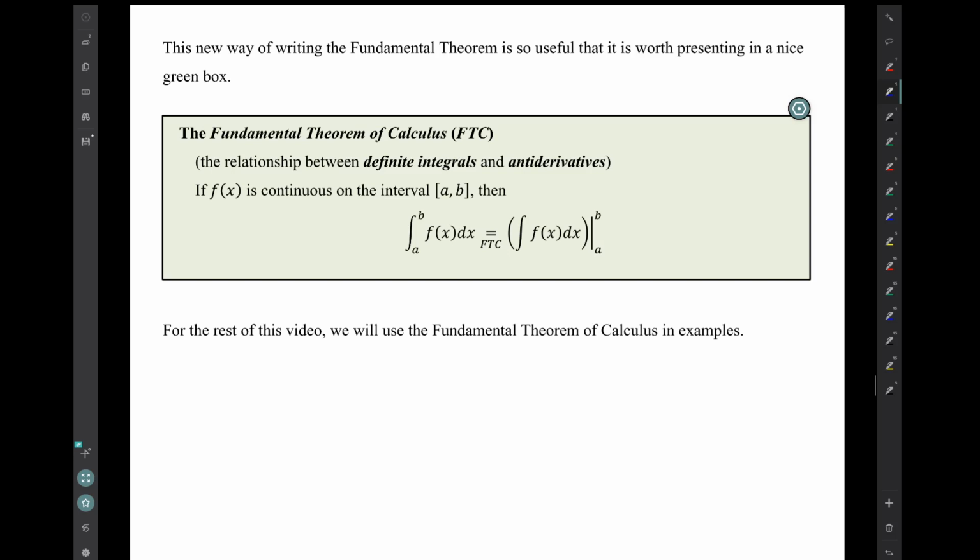Again, it's a relationship between definite integrals and antiderivatives. The fundamental theorem says if a function little f of x is continuous on an interval a comma b, then this definite integral is equal to this expression involving an indefinite integral. For the rest of this video, we'll use the fundamental theorem of calculus in examples.